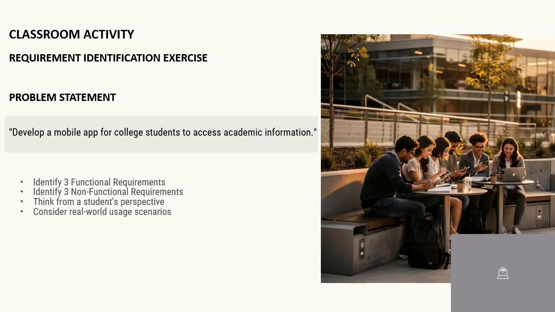Now we have an activity which you can keep as a reference while writing examples. Let's consider a simple activity. Imagine developing a mobile application for college students. Try to identify at least 3 functional requirements and 3 non-functional requirements for this application. Think about what students would expect from such a system. Keep thinking.